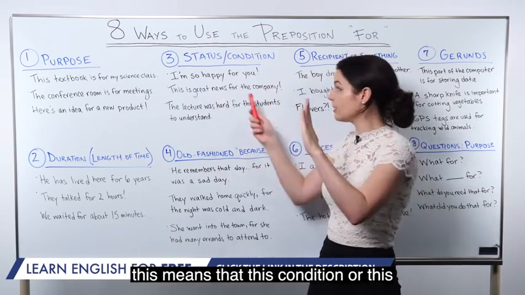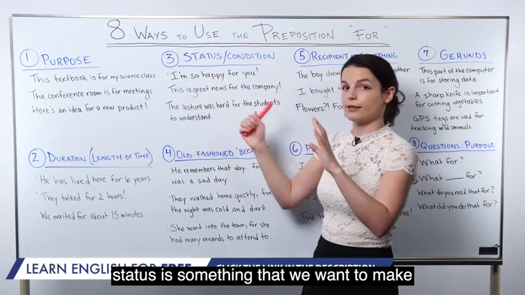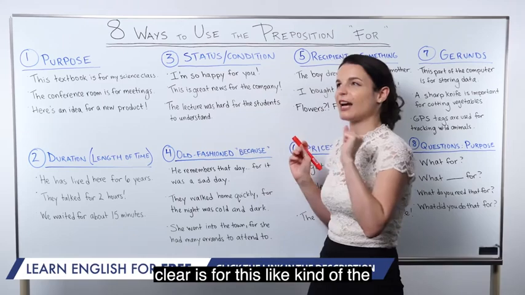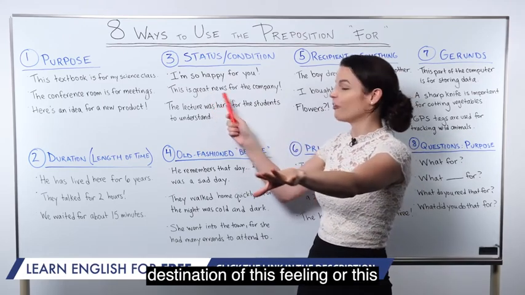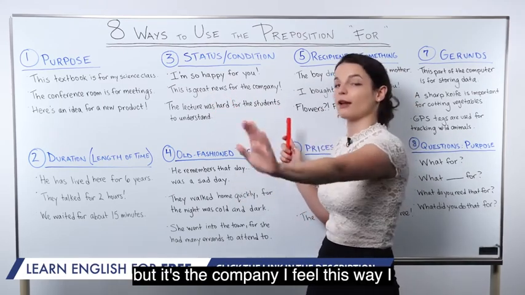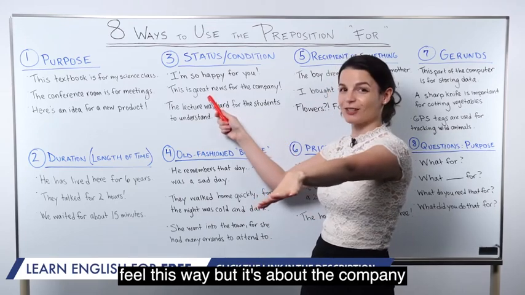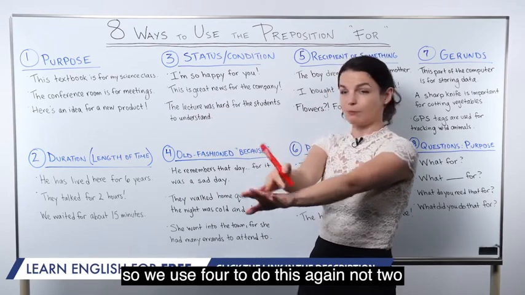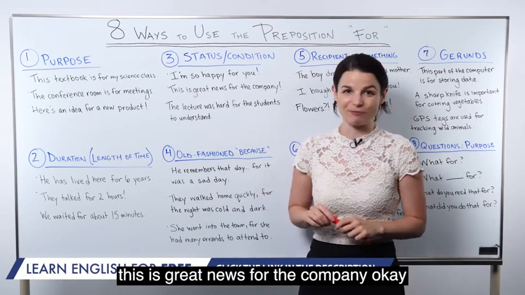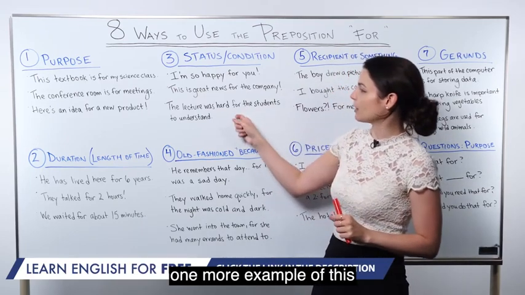So this means that this condition or this status is something that we want to make clear is for this, like kind of the destination of this feeling or this condition is the company. So it's not me, but it's the company. I feel this way, but it's about the company. So we use "for" to do this. Again, not "to." This is great news for the company. Okay, one more example of this.